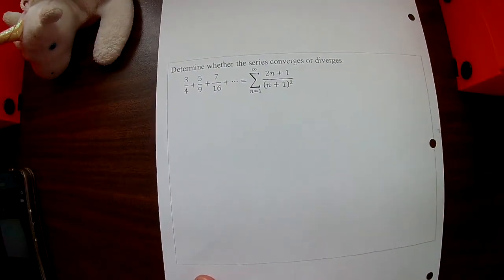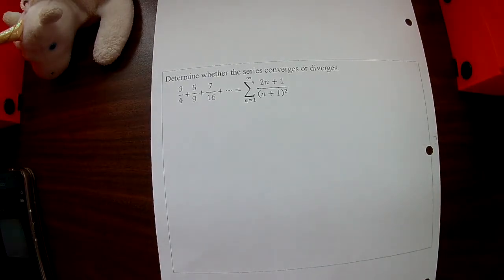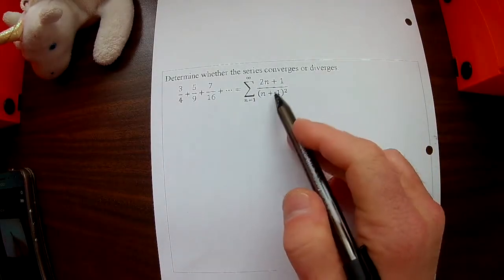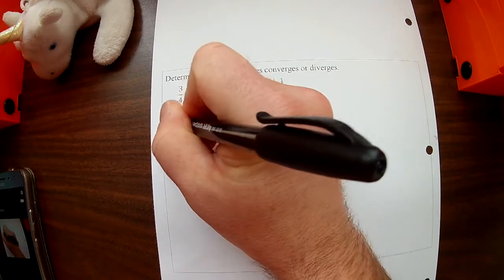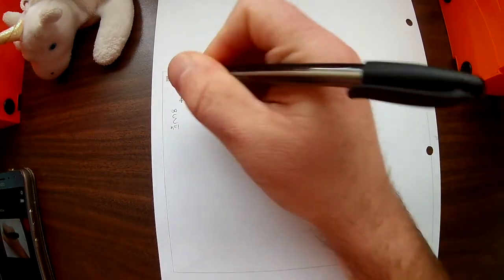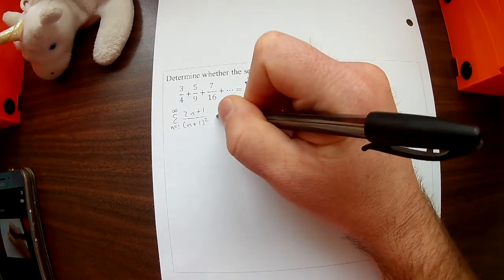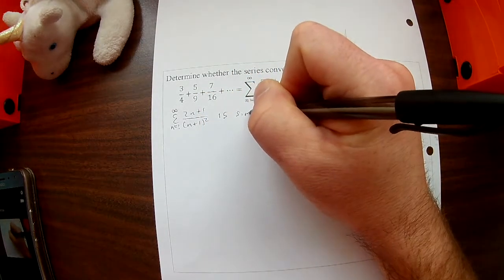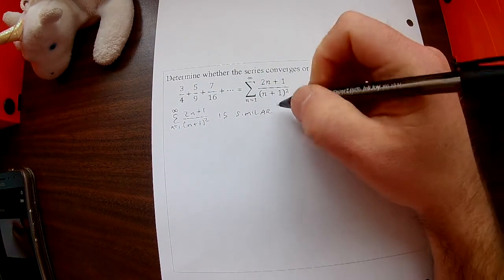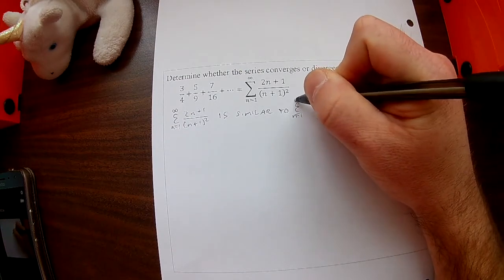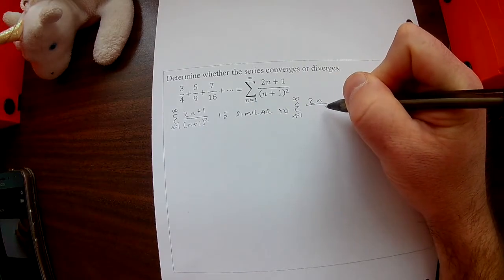But here is something that could pop up on the AP test. We have the series of 3/4 plus 5/9 plus 7/16. Okay, it's easier to write it out as the summation from n equals 1 to infinity of 2n plus 1 over n plus 1 squared. You can see, if you want to, that all of those numbers work out in this formula. So what I'm going to say is I know that the summation from n equals 1 to infinity of 2n plus 1 over n plus 1 squared is similar, spell similar correctly, to the summation from n equals 1 to infinity of 2n over n squared.